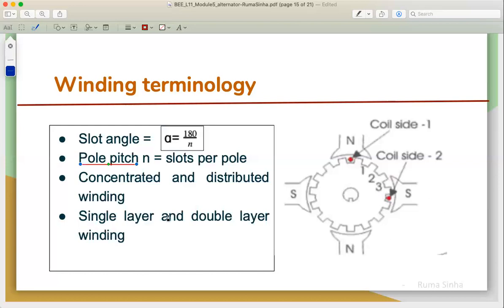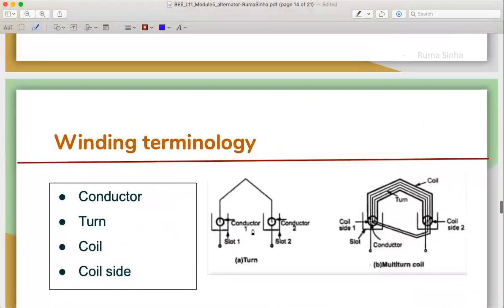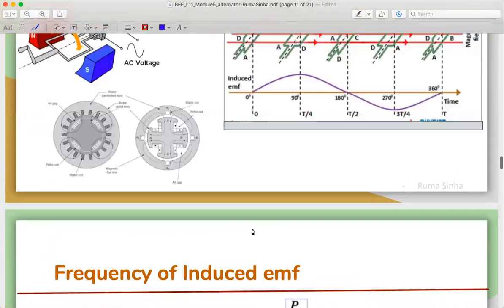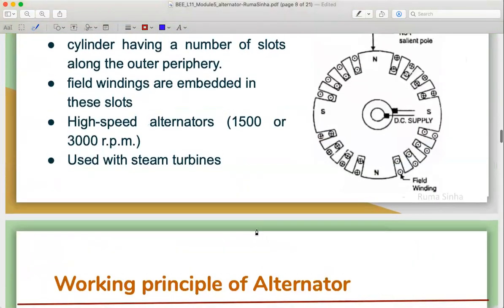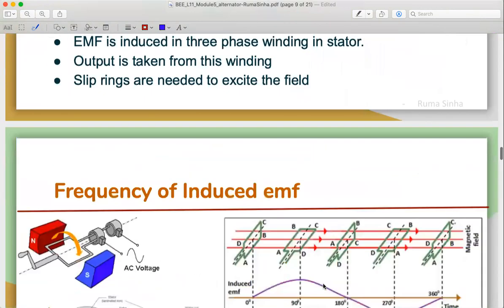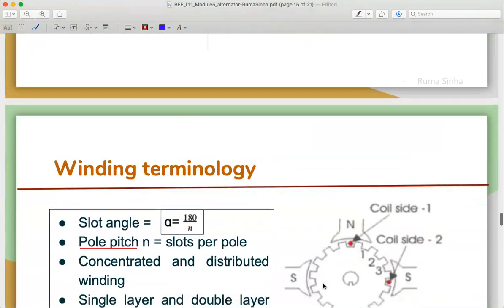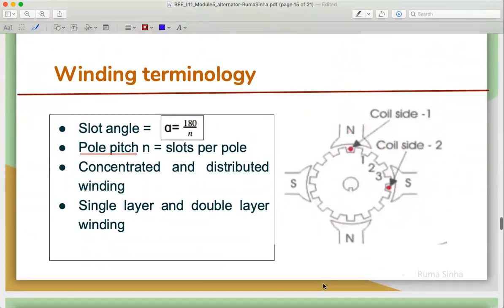Another term is single layer and double layer winding. In one slot, if we have a single coil side, then we call that single layer winding. If we make it in 2 layers and 2 sets of coils we can place here, then we call that double layer winding. It looks like this. Here we have shown it. See here, 2 sets of coils are placed here. So this is double layer winding. Usually we use double layer winding in case of an alternator.